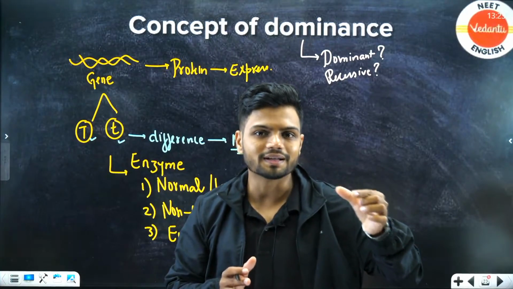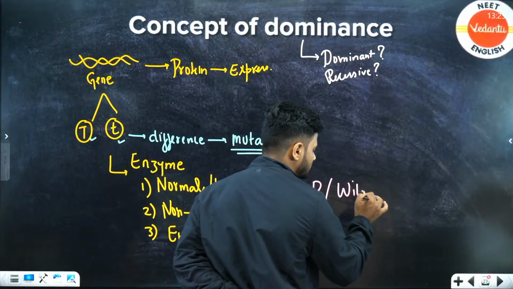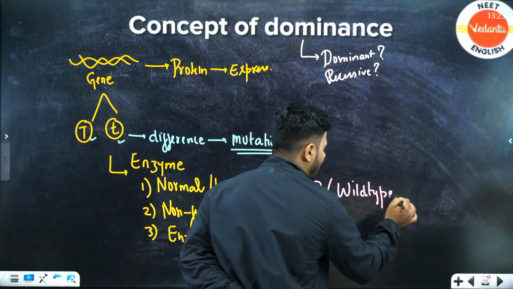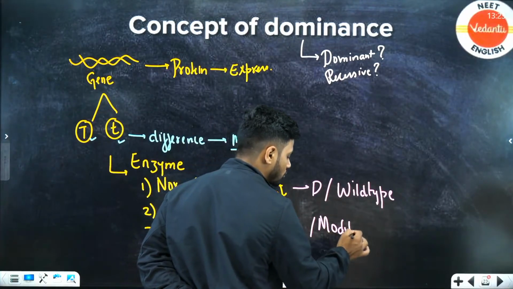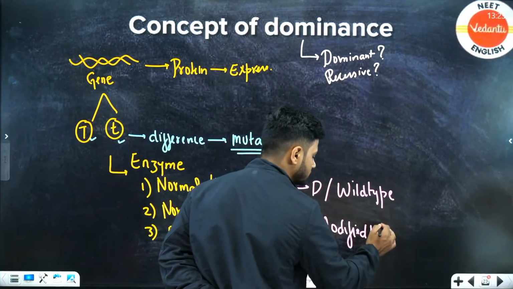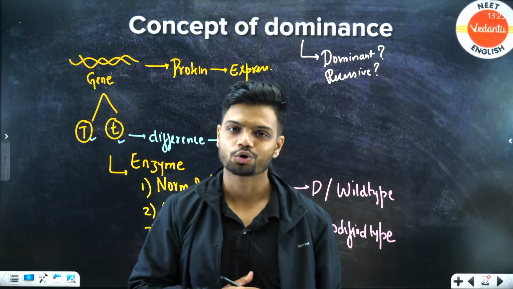The dominant is also called wild type, and recessive is also called what? Modified type. It is also called modified type. That's all is the concept here.